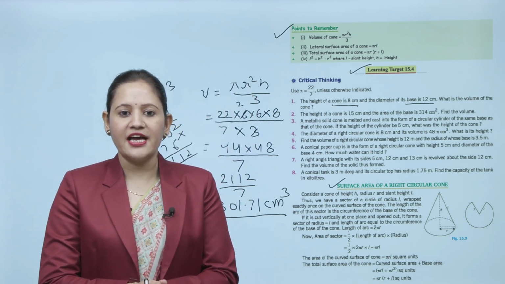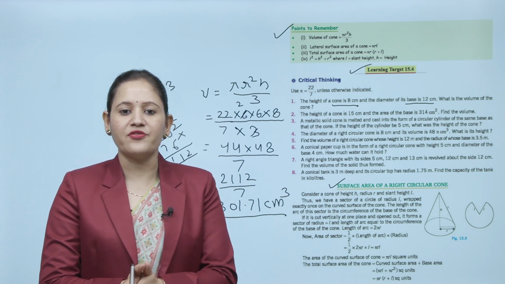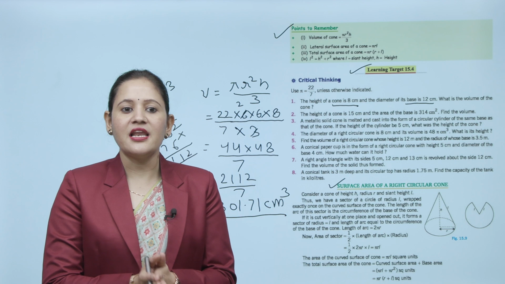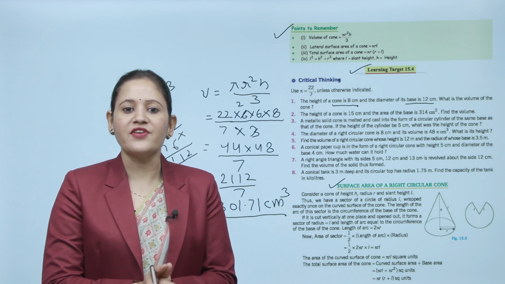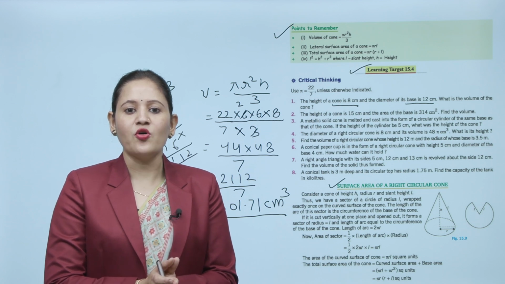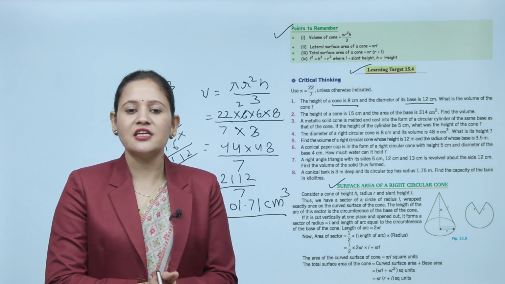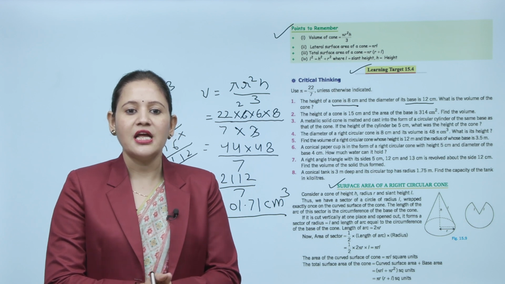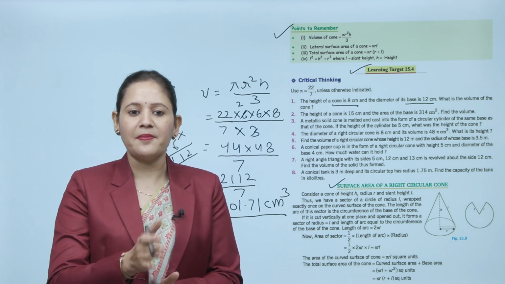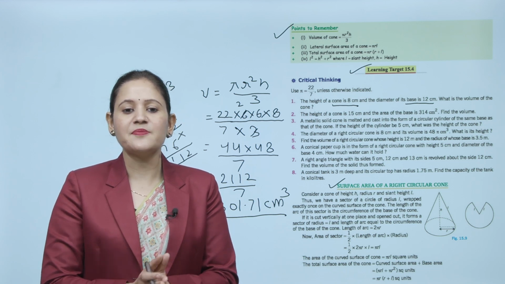Consider a cone of height h, radius r and slant height l. Thus we have a sector of the circle of radius l wrapped exactly once to the curved surface of the cone. The length of the arc of the sector is the circumference of the base of the cone. If it is cut vertically at one place and opened out, it forms a sector of radius equal to l and length of the arc equal to the circumference of the base of the cone. Length of arc equals 2 pi r. Now the area of the sector will be 1/2 multiplied by length of arc multiplied by radius. That equals 1/2 into 2 pi r into l, that is pi r l.